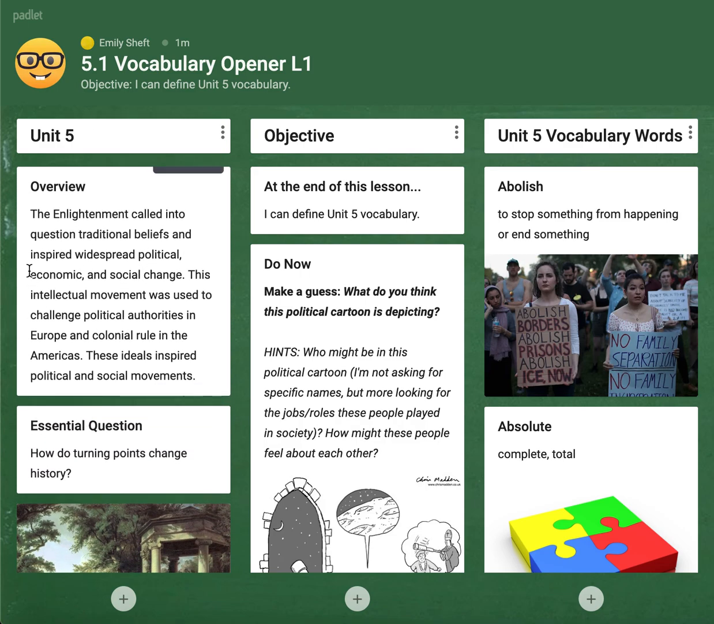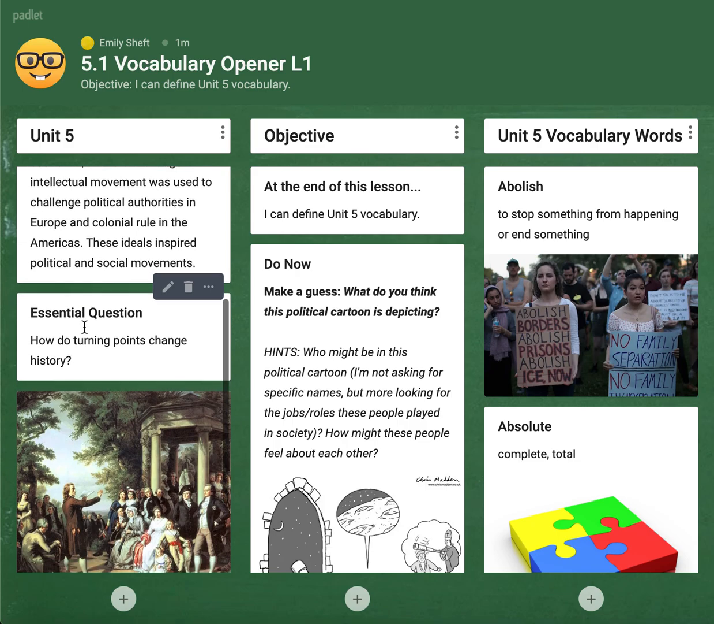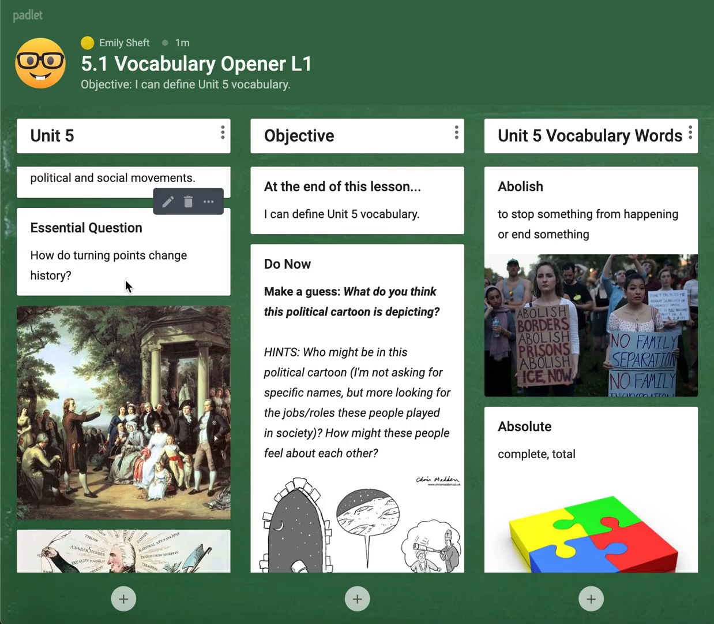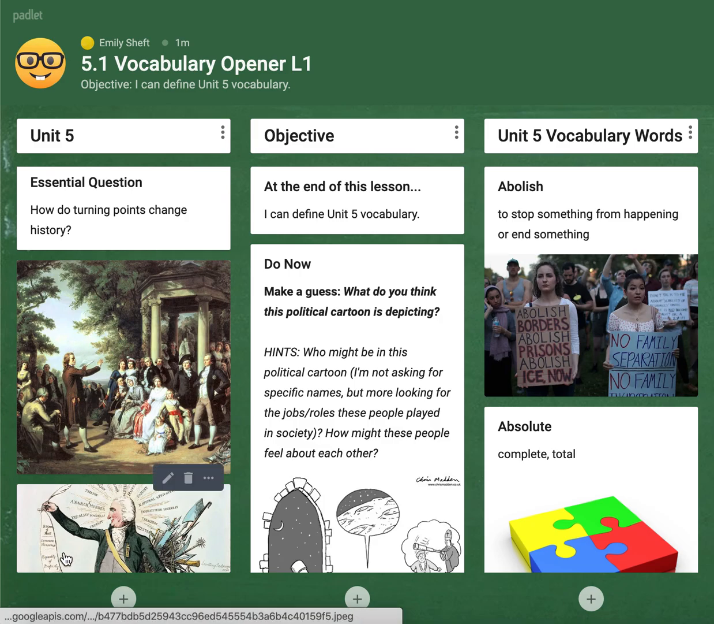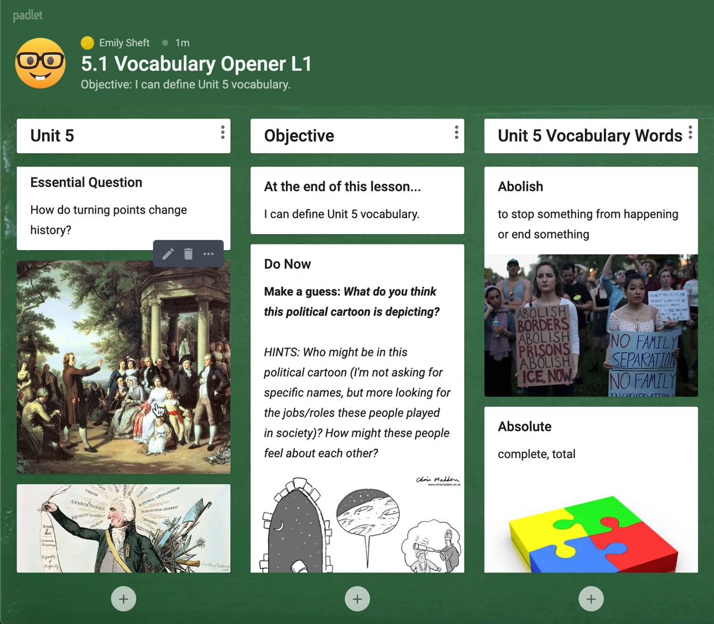To review the overview with you, the Enlightenment called into question traditional beliefs and inspired widespread political, economic, and social change. This intellectual movement was used to challenge political authorities in Europe and colonial rule in the Americas. These ideals inspired political and social movements. Our essential question is, how do turning points change history? And then I've just included some graphics that might help you start to think about what the Enlightenment looked like.